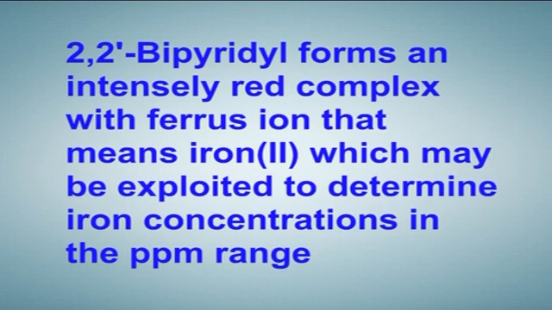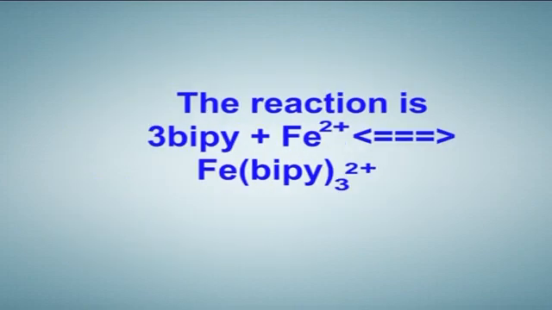2,2'-bipyridyl forms an intensely red complex with ferrous ion, that means iron 2, which may be exploited to determine iron concentration in the ppm range. The reaction is 3 bipyridyl with Fe2+ giving the complex Fe-bipyridyl 3 complex.